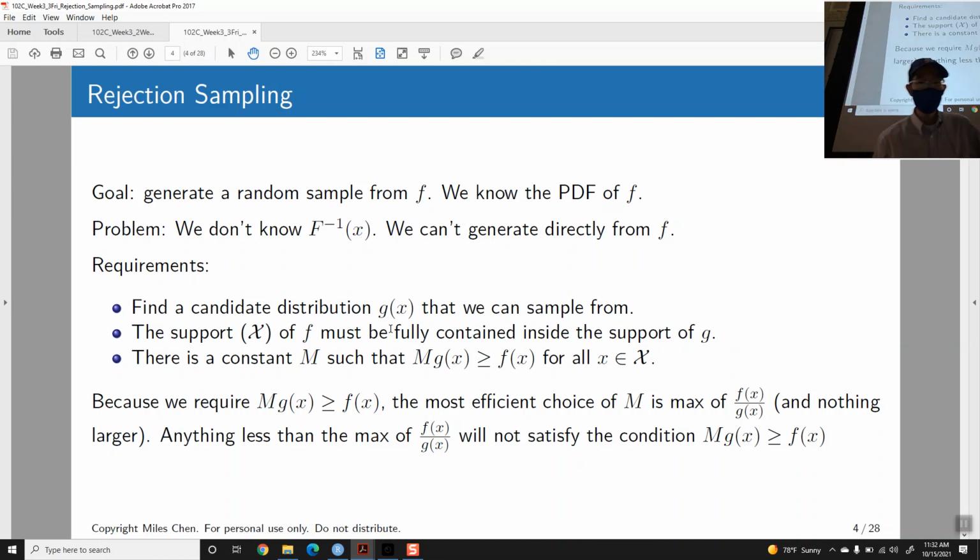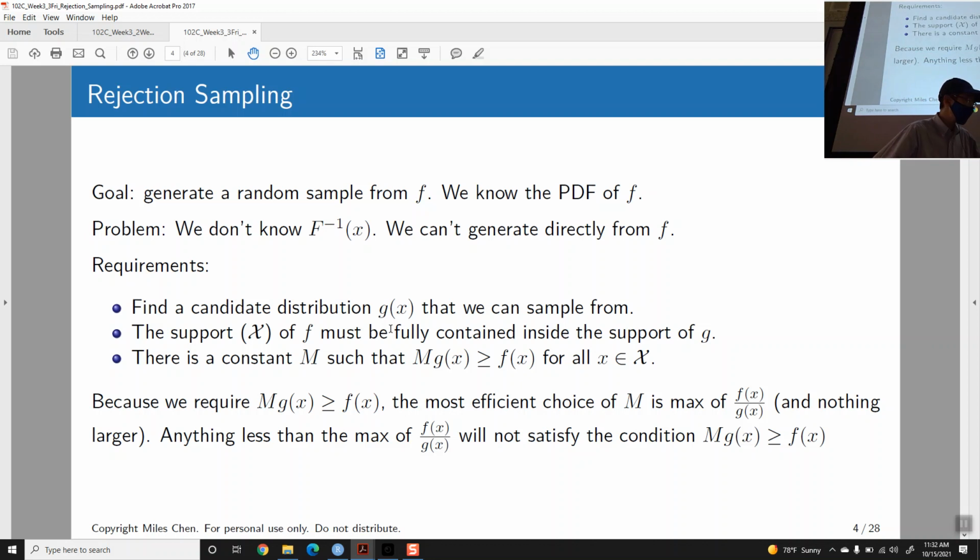So again, the goal is we want to sample from some function f, and we know the PDF. That's requirement number one. You do need to know the PDF, but you don't need to know the CDF. You don't need to know the inverse CDF. So we don't know the CDF, we don't know the inverse CDF, and we aren't able to generate directly from F.